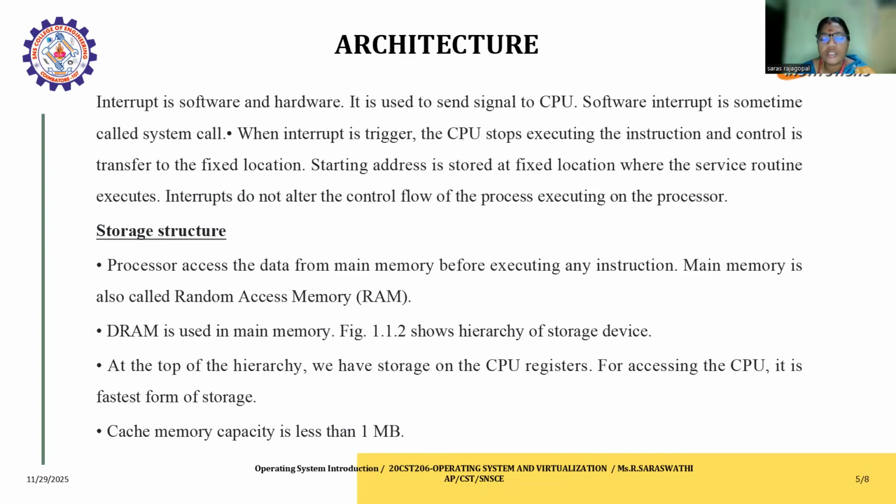The processor accesses the data from main memory before executing any instruction. It will access the random access memory. DRAM is also used in main memory. DRAM is dynamic RAM. It shows a hierarchy of storage devices. At the top of the hierarchy, we have the storage in the CPU register. For accessing by the CPU, it is the fastest form of storage.